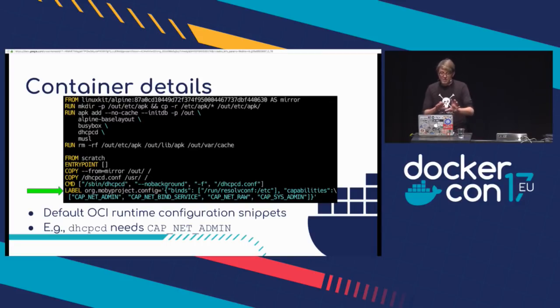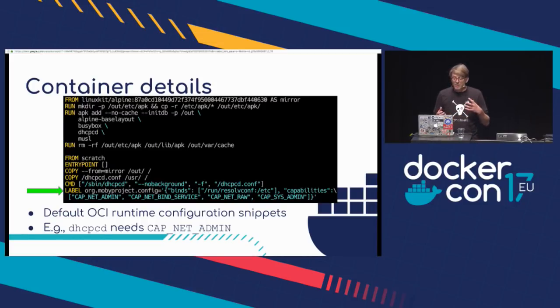Finally, there's this slightly long and complicated line here. We also store with the package a default configuration for the container, so that they are basically OCI runtime configuration snippets. So if you want to run a DHCP client inside a container to set the IP address of an interface, it needs to have certain extended capabilities. So it needs to, for example, have the netadmin capability. It needs to be able to bind to a network interface. It needs to have sysadmin capability.